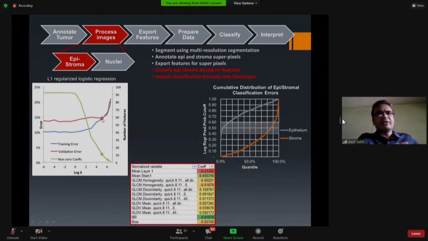And when it started to increase, at that time we stopped. So that is the most parsimonious, or the most compact, model that we could get without compromising on validation error. This is an example of the kind of features that it extracts. It looks at the mean redness, the mean of a particular stain, which is one of the colors, and then it looks at texture features like GLCM and GLDV, a blue to red ratio, and a bias term. I will show these later once I show you the R interface.